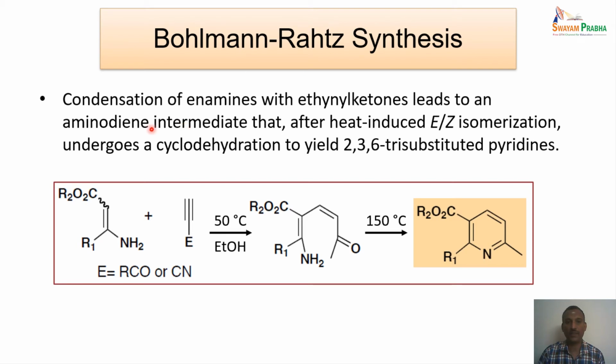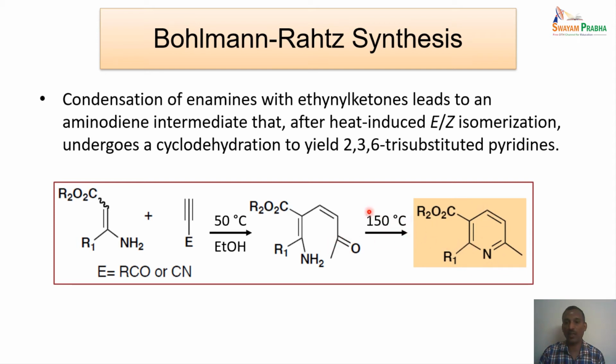Bohlmann-Rahtz synthesis. In this particular reaction, the condensation of an enamine, so this is the enamine, and ethynyl ketones. So basically the E group is an electron withdrawing group generally employed in these kinds of reactions. So when these two are treated at 50 degrees centigrade in ethanol as a solvent, they undergo the condensation, and then finally this final cyclization you are already familiar with. So this nitrogen lone pair attacks this electrophilic carbonyl carbon, which undergoes cyclization to give the corresponding pyridine derivative.